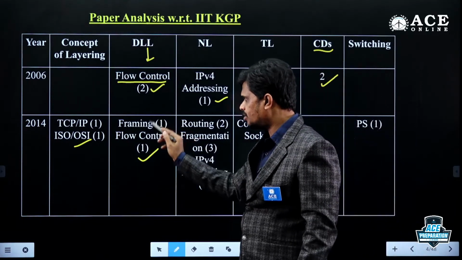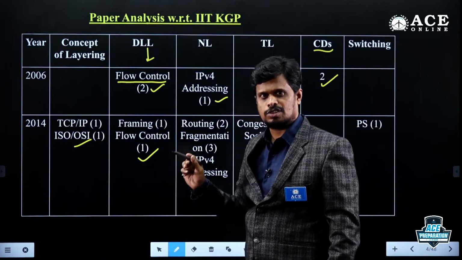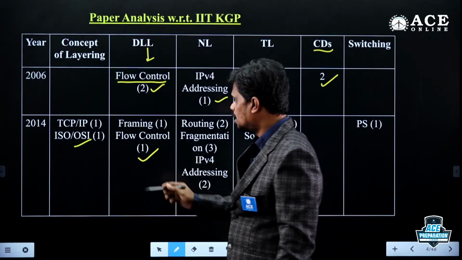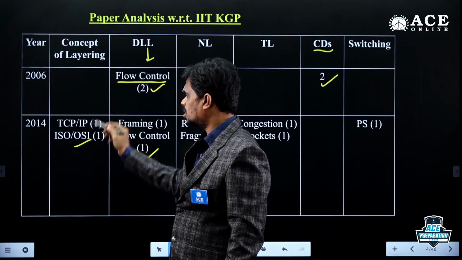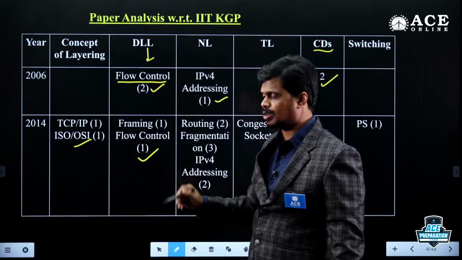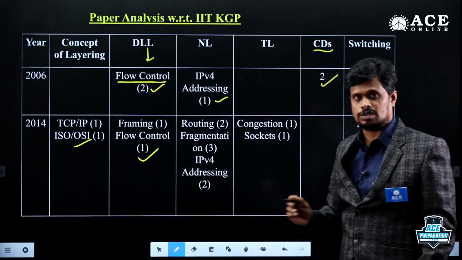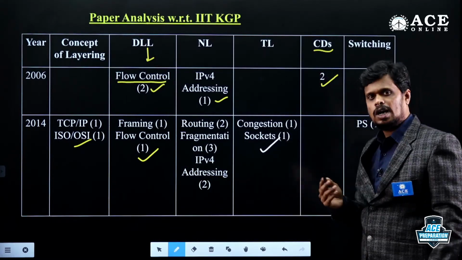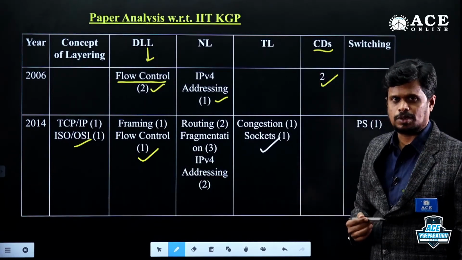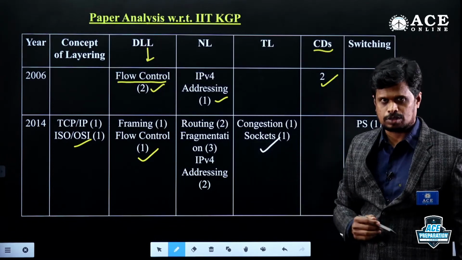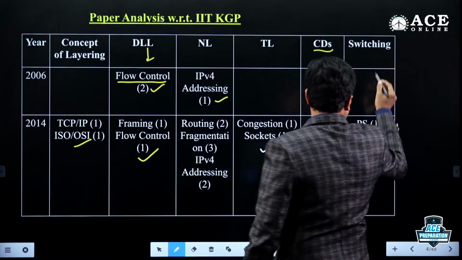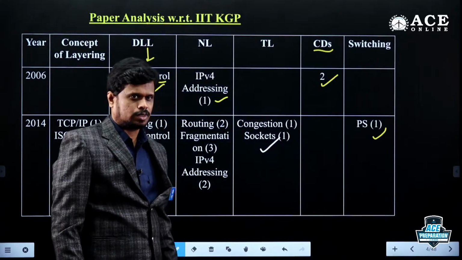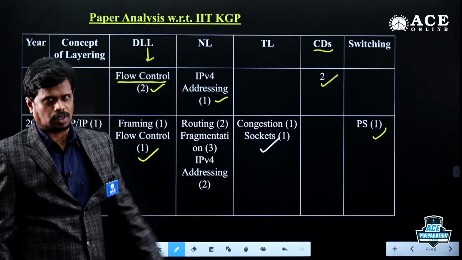2 questions we have from the data link layer among the 3 sets of the 2014 examination paper. And 2 questions are there from the concept of layering among the 3 sets of 2014 questions. Similarly, coming to the transport layer, 2 questions we have among the 3 sets of the 2014 examination paper. And finally, we have one question from switching, which is packet switching, that is what I mentioned, PS, packet switching, right?